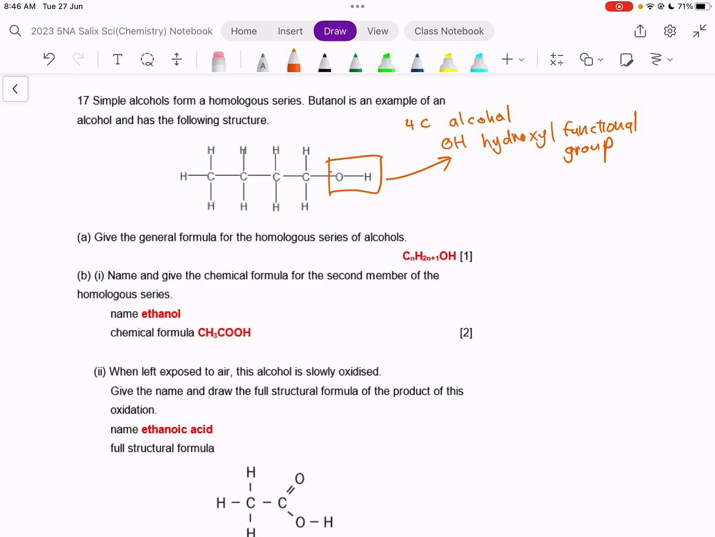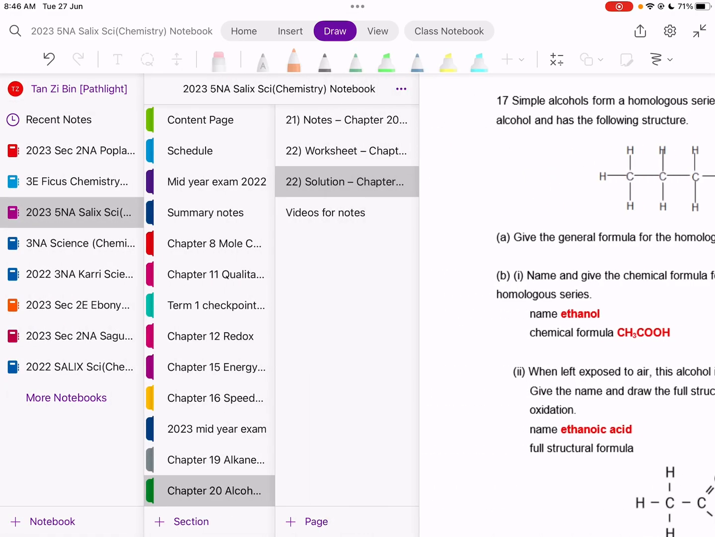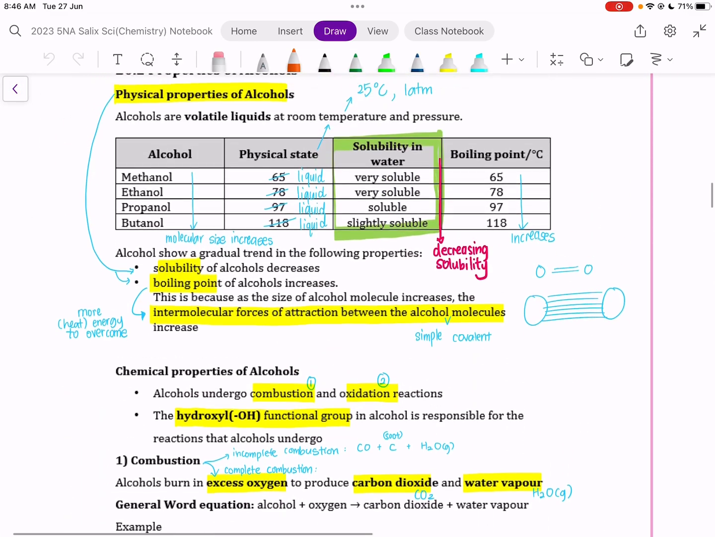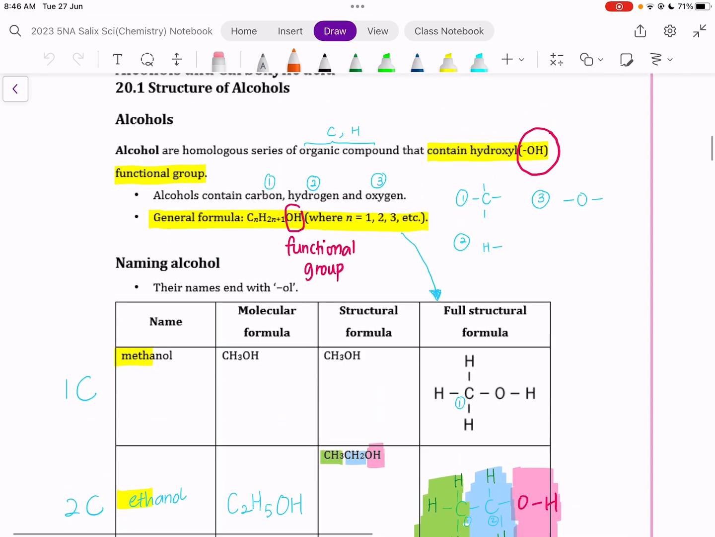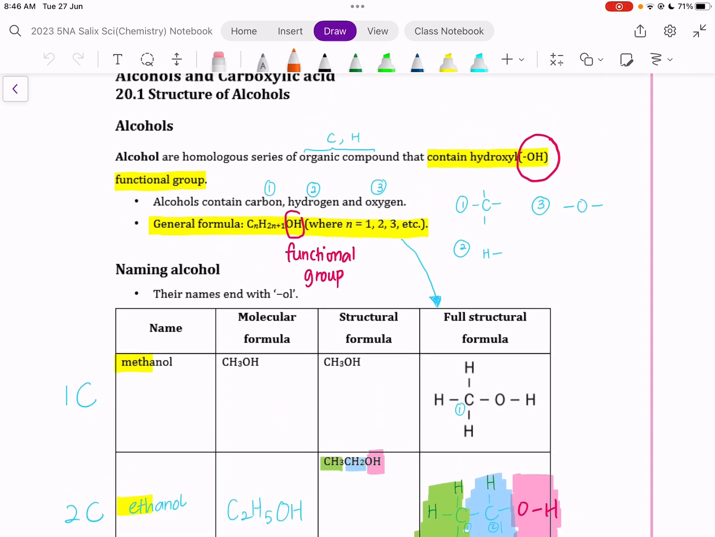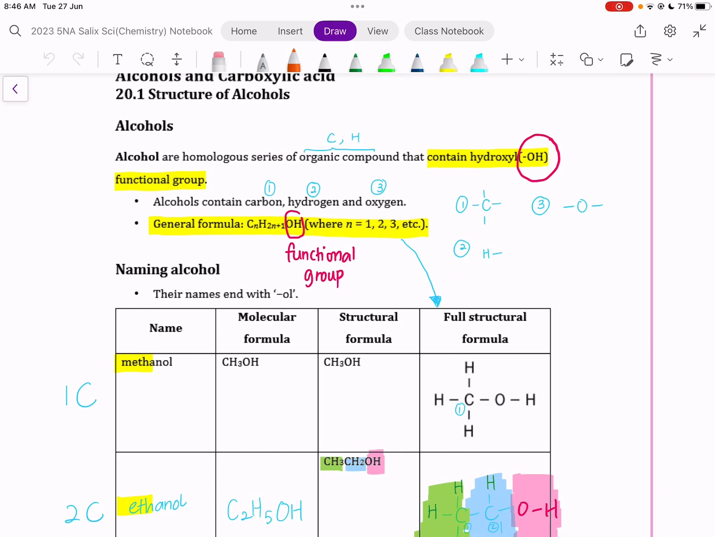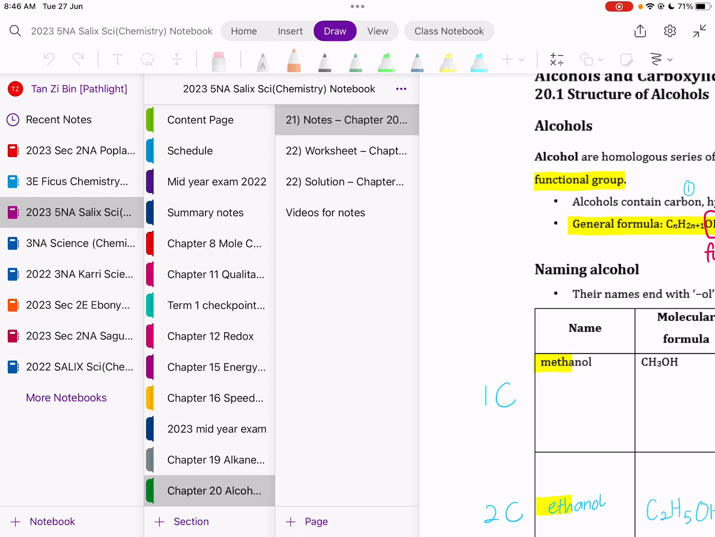So give the general formula. This one directly from your notes, CnH2nOH. You can search inside your notes, you should have a segment with this. Yeah, this one is the general formula. So this one is important, as well as knowing the functional group. That one is also important.